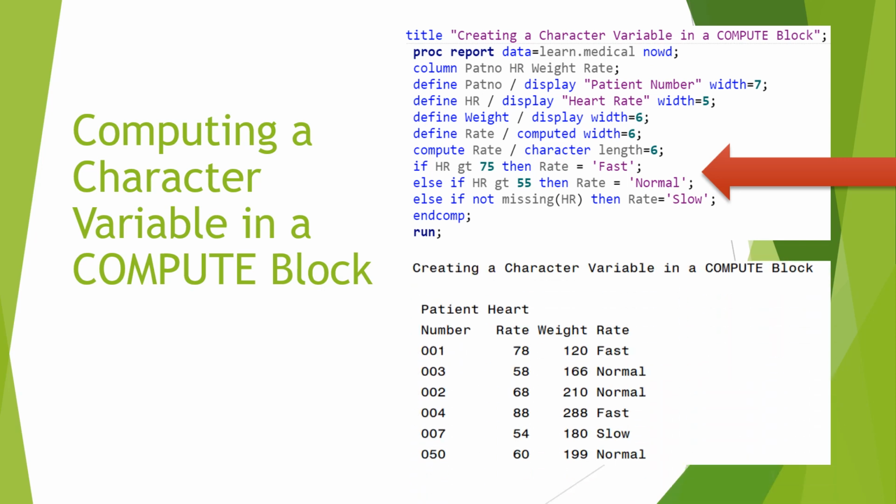Here you can see the output of this program, where the rate column has the values fast, normal, or slow, based on the heart rate, which is whether it is greater than 75, greater than 55, or it is missing.